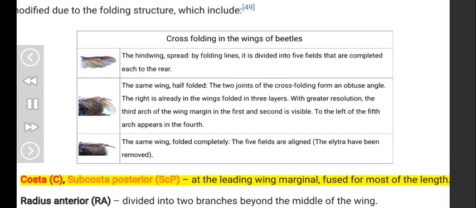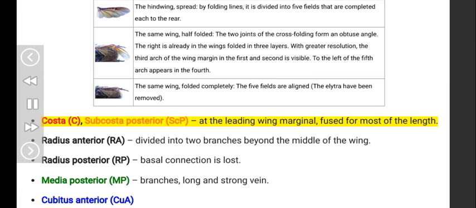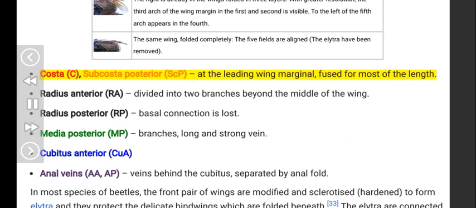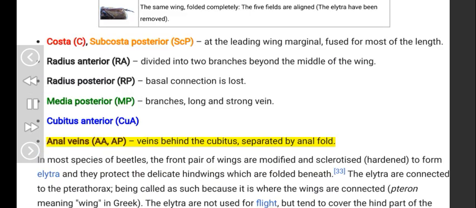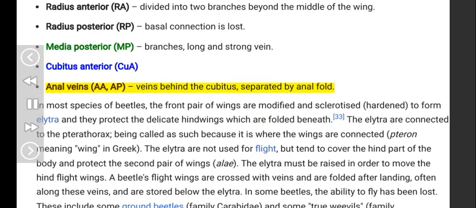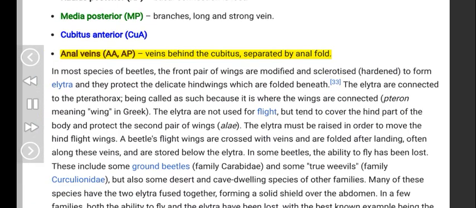Costa, C, and subcosta posterior, SCP, at the leading wing margin, fused for most of the length. Radius anterior, RA, divided into 2 branches beyond the middle of the wing. Radius posterior, RP, basal connection is lost. Media posterior, MP, branches, long and strong vein. Cubitus anterior, CUA. Anal veins, AA, AP, veins behind the cubitus, separated by anal fold.